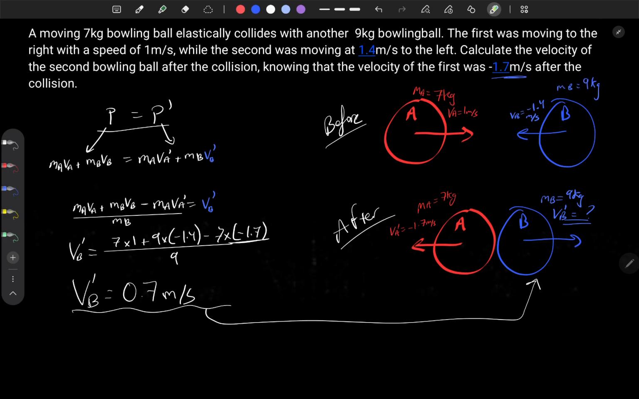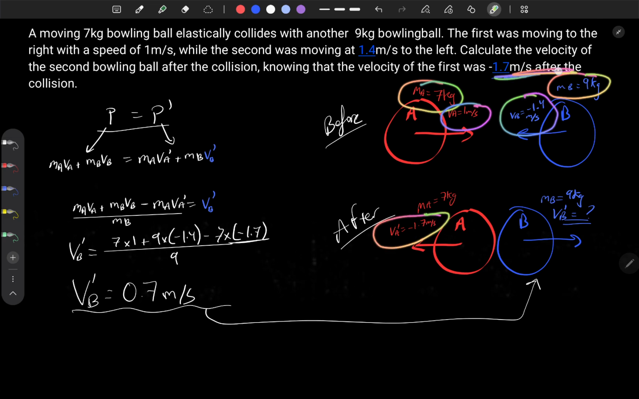Now, one thing I want to note is the given in this question. So we were given 5 things. We were given the mass of object A, the velocity of object A, the mass of object B, the velocity of object B, and the velocity of object A after the collision.